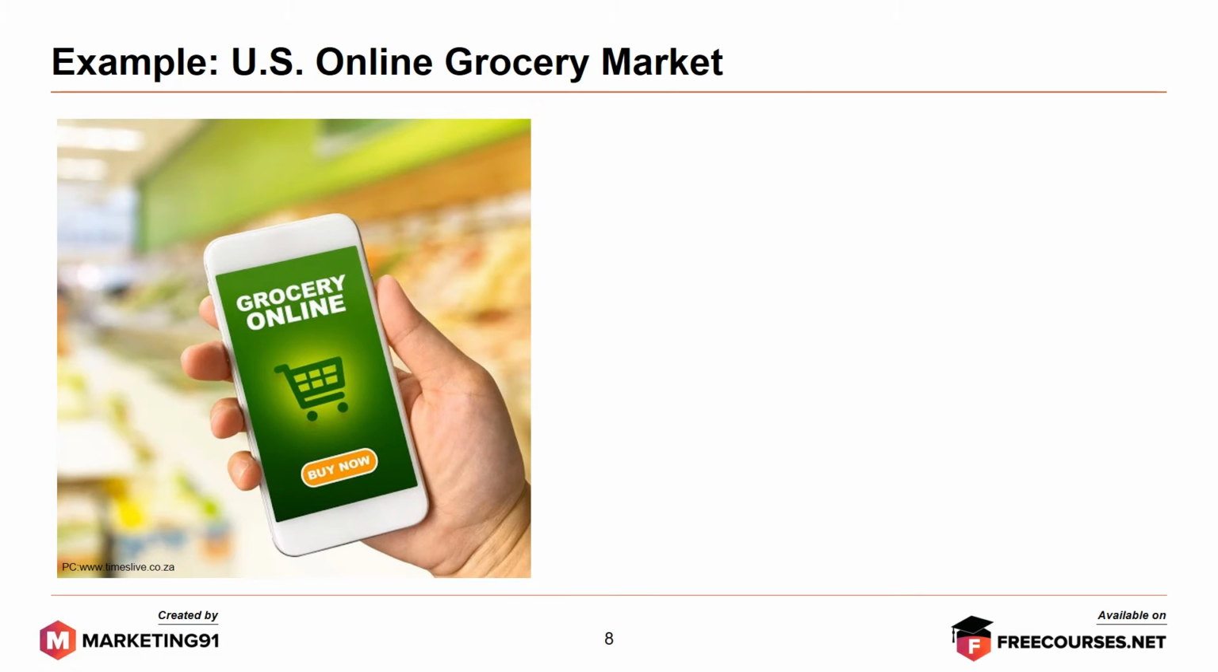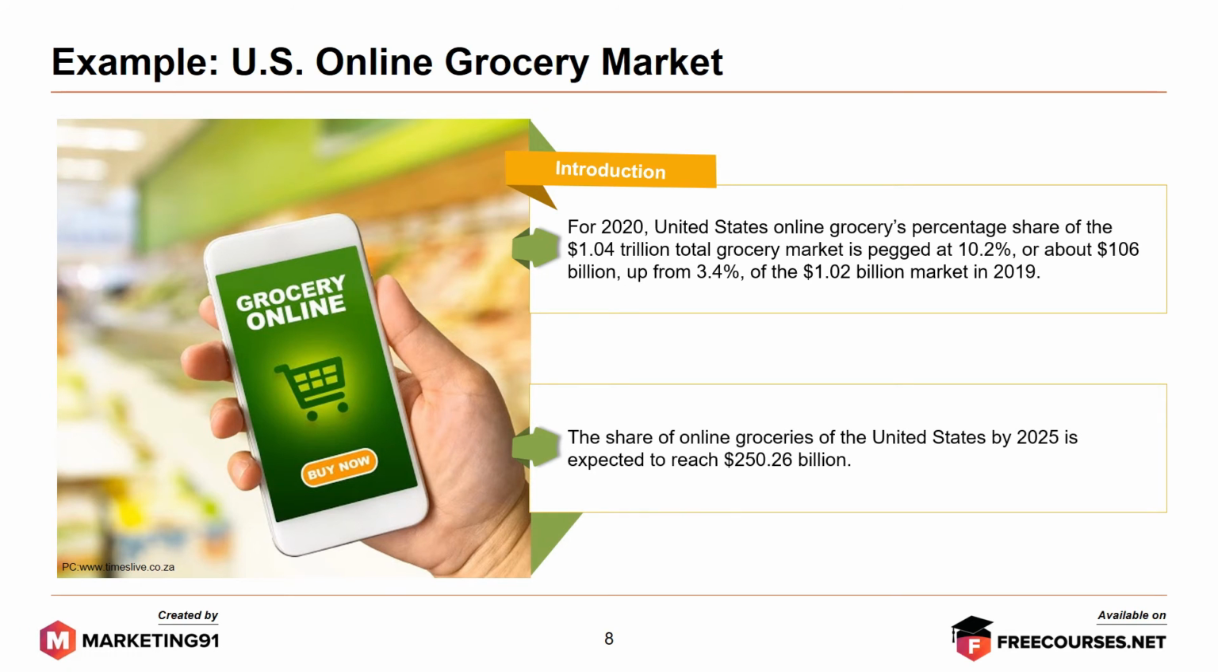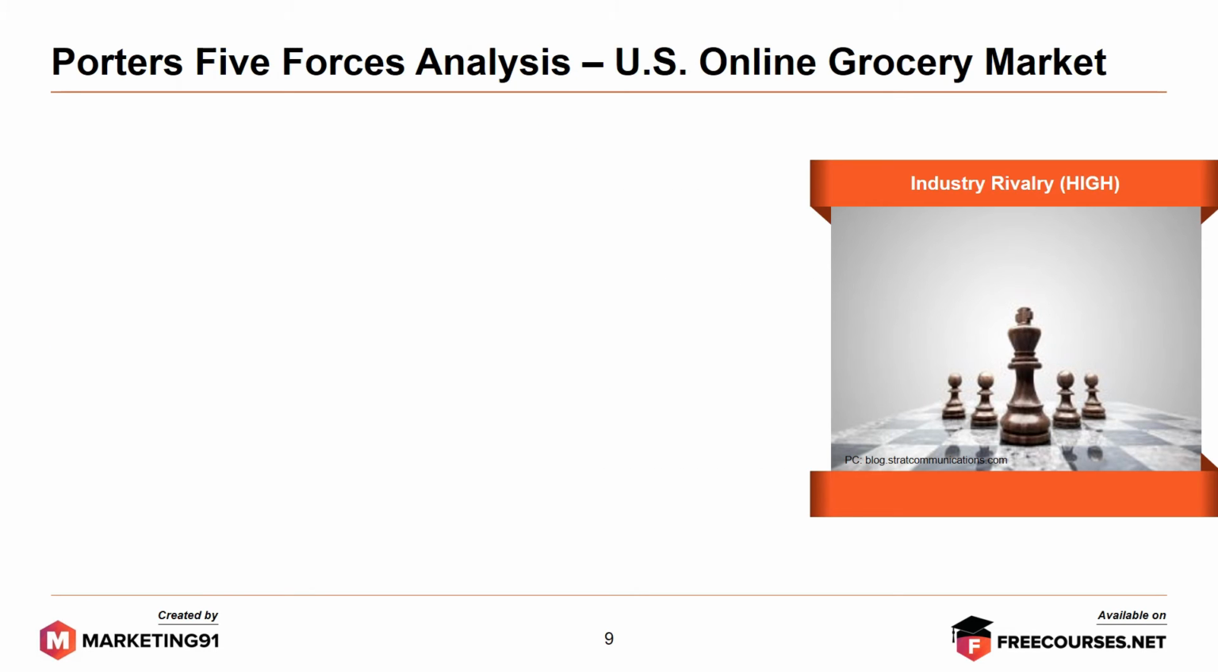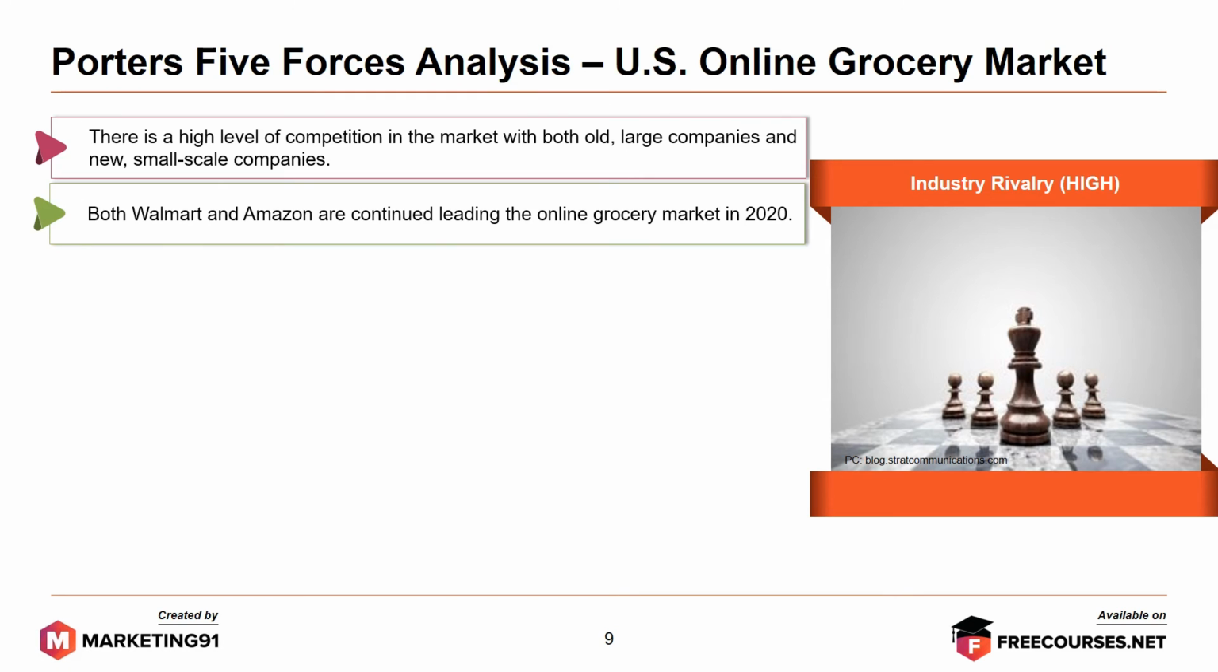Now let's apply Porter's 5 force analysis to the US online grocery market. Introduction. For 2020, United States online grocery percentage share of the total grocery market was pegged at 10.2% or about $106 billion, which was up 3.4% from 2019. The share of online groceries of the United States by 2025 is expected to reach $250.26 billion. Moving on, there is a high level of competition in the market with both old, large companies and new, small-scale companies. Both Walmart and Amazon continued leading the online grocery market in 2020.